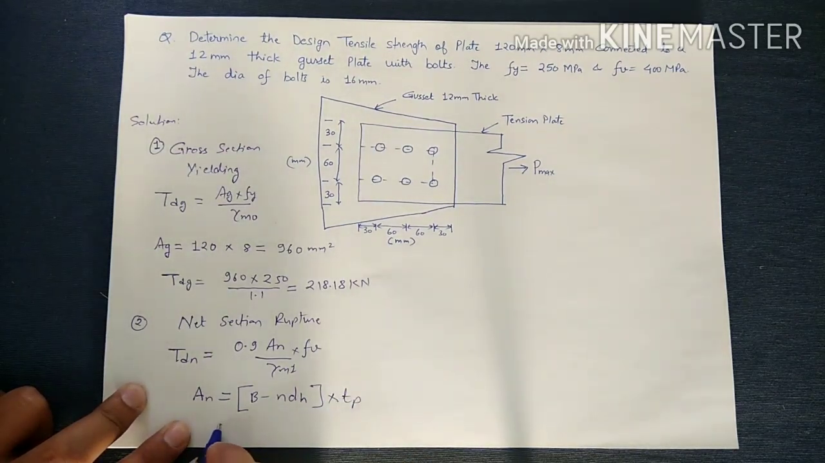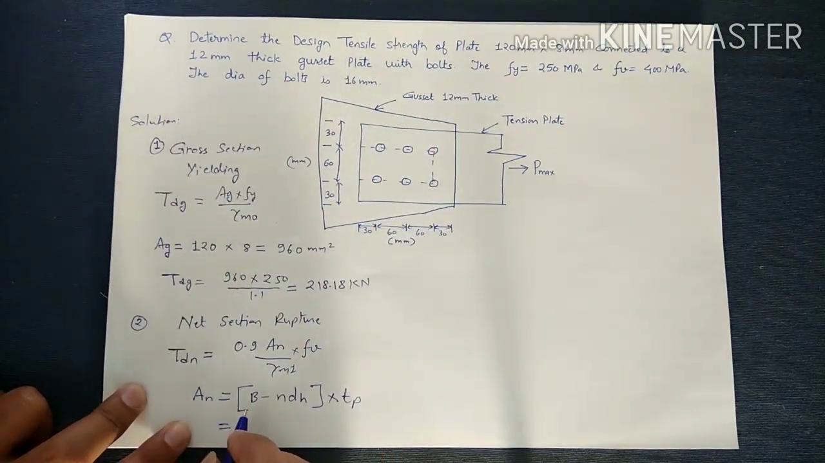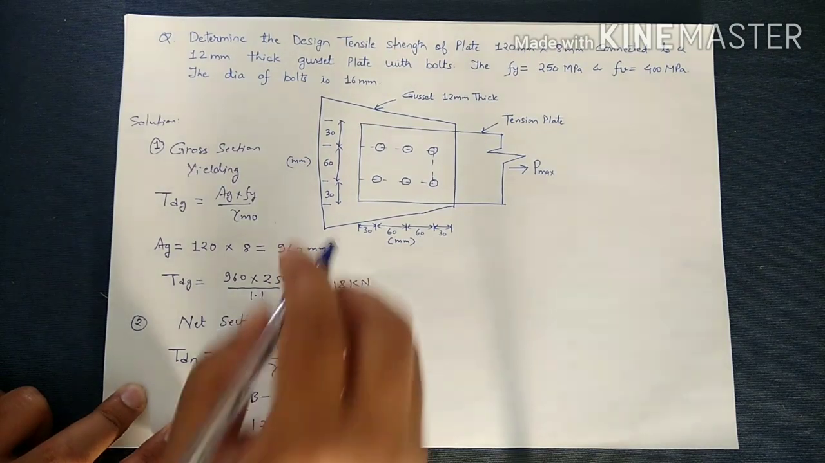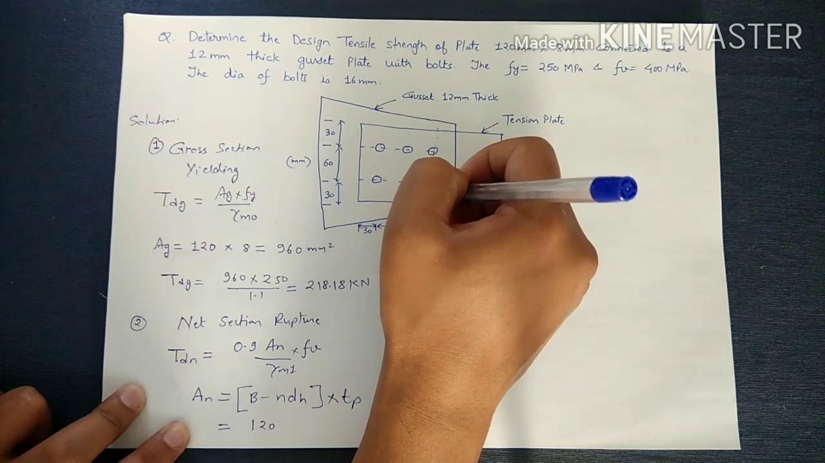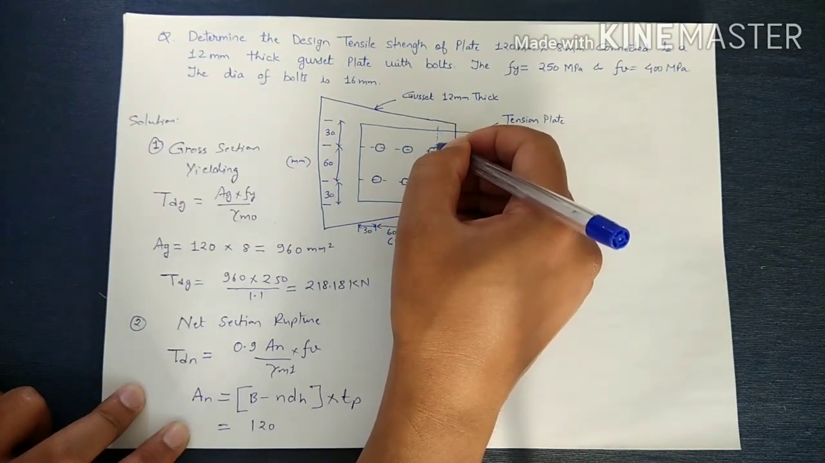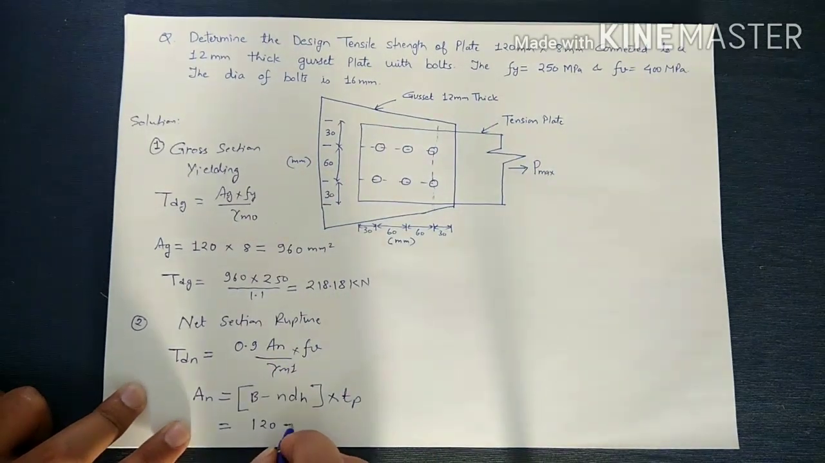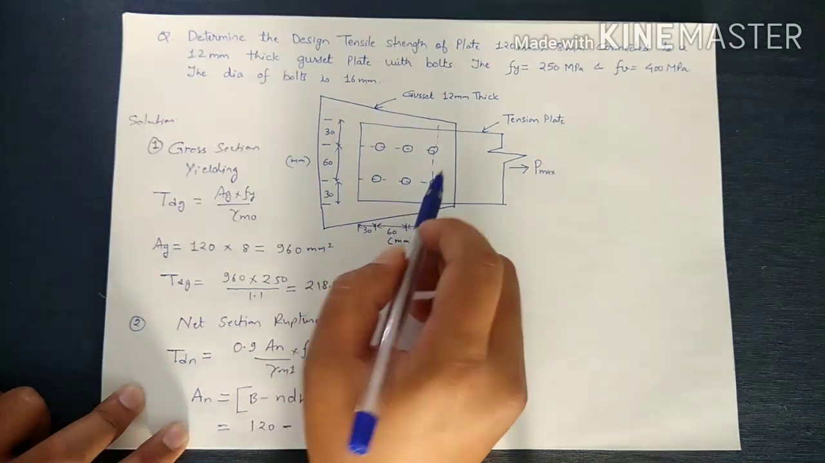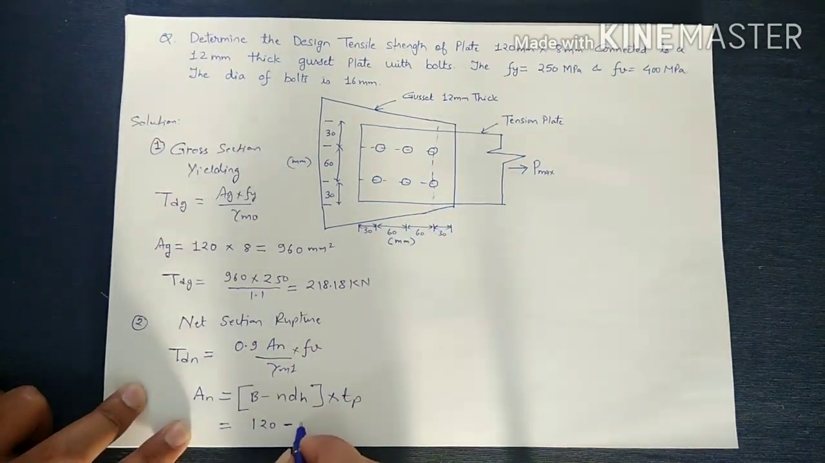So B is your width of the plate, that is 120. This plane may tear in this way. So 120 minus N, that is the number of bolts, this bolt, that is 1 and 2 bolts.